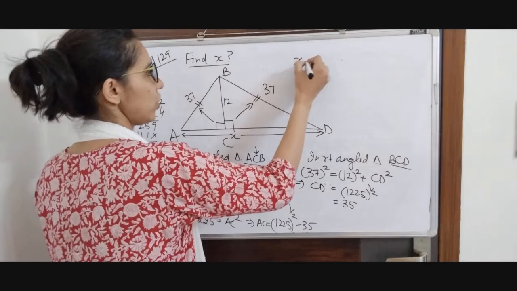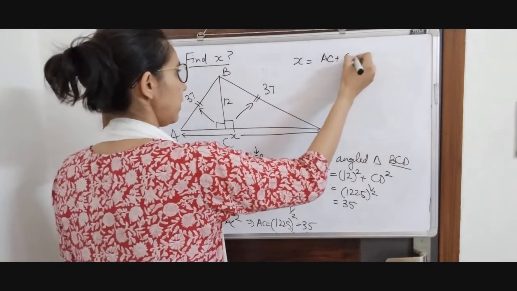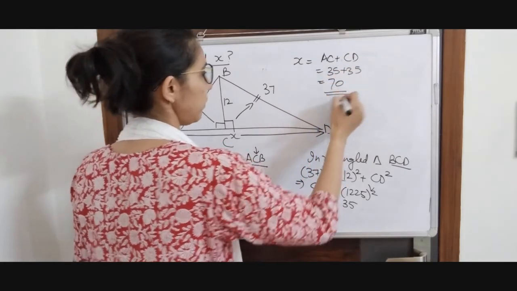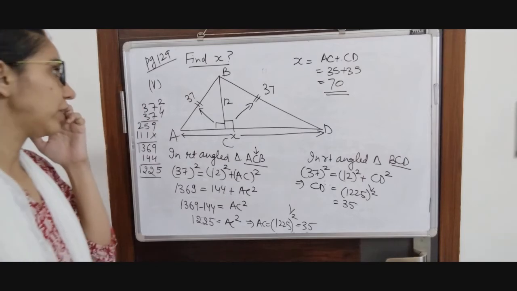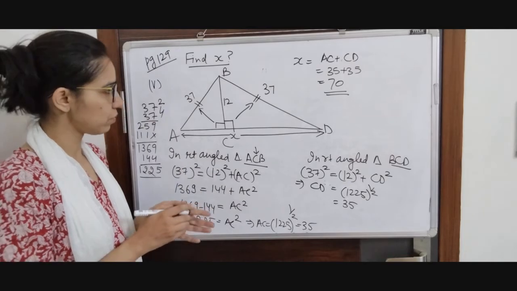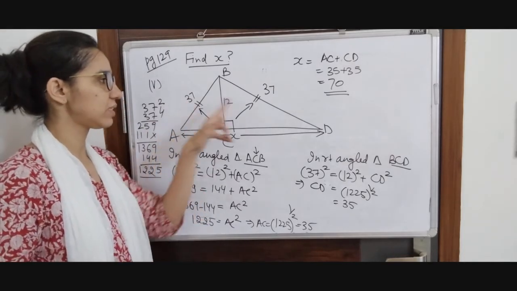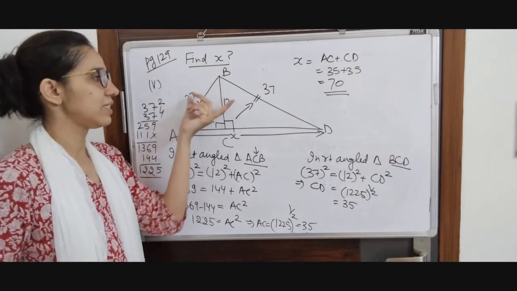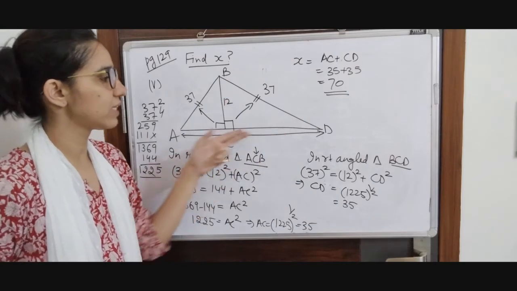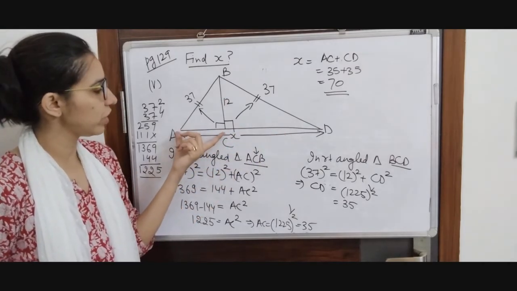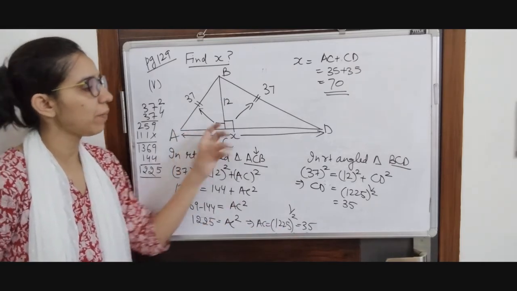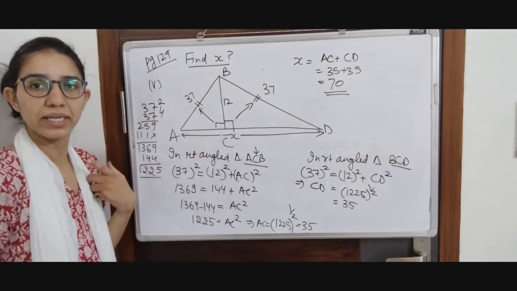Now you have to find X. Your X is equal to AC plus CD, which is going to be 35 plus 35, that is 70 centimeters or 70 whatever the unit is. Now see that you could do it by another method also. It was because the sides this and this are equal. This is an isosceles triangle, and in an isosceles triangle, the perpendicular bisects the opposite side, so you just need to find one side, AC, and if you double it, you are going to get the measurement of AD, that is your X.